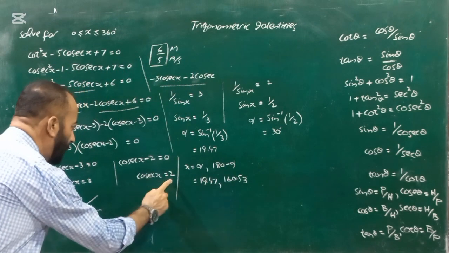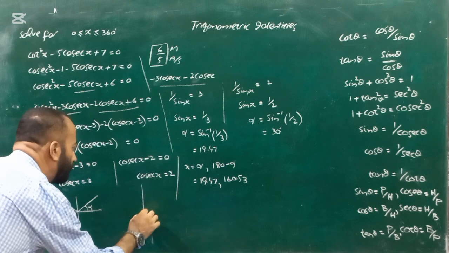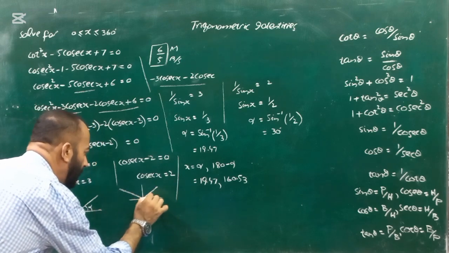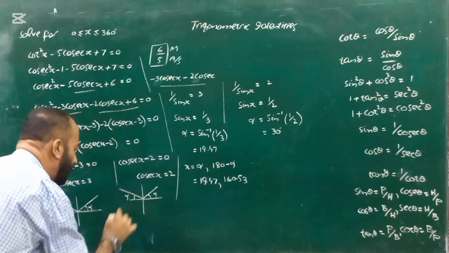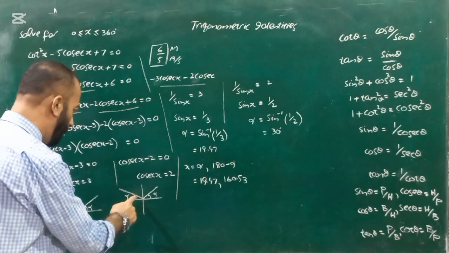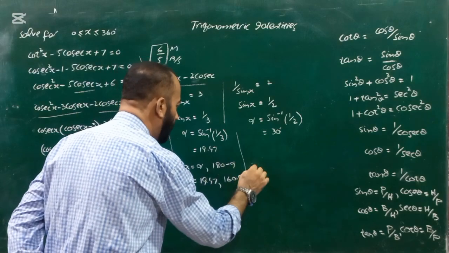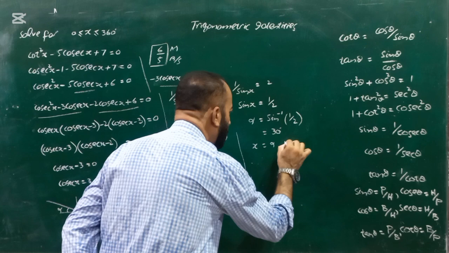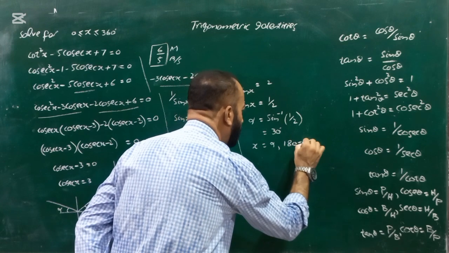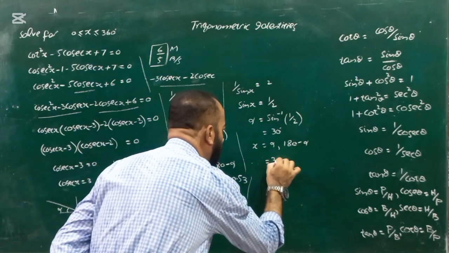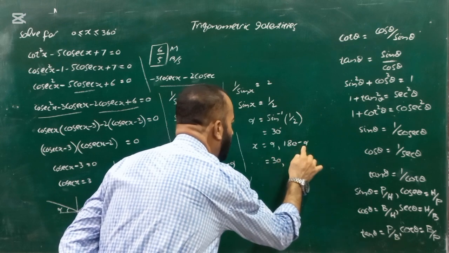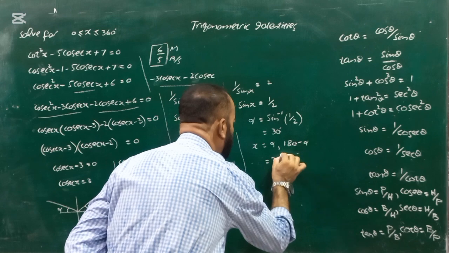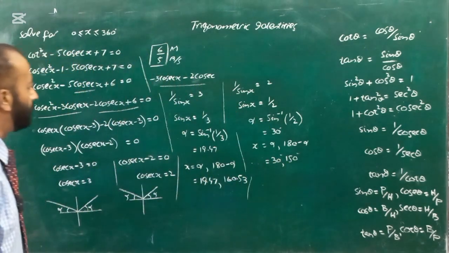And because cosecant is positive, again first and second quadrant will be for positive cosecant. Okay, again alpha and 180 minus alpha will be the angles. So original angle is alpha and 180 minus alpha. So alpha is 30 and 180 minus 30 will be equal to 150. So this is the solution of this question.